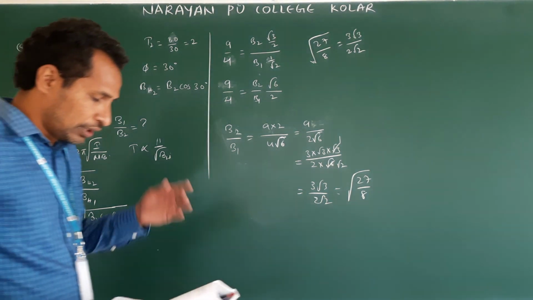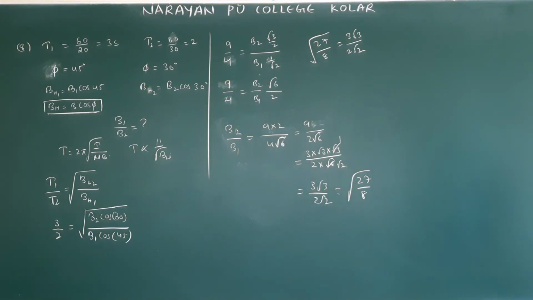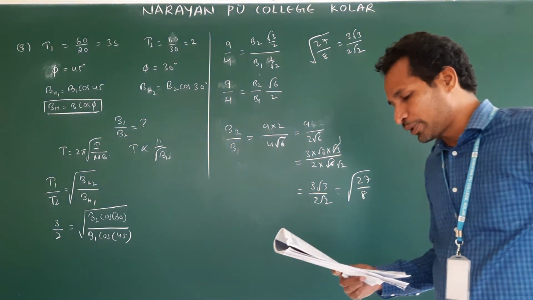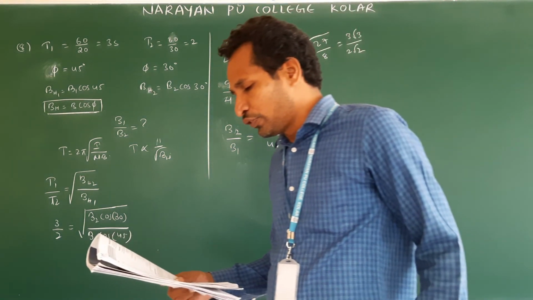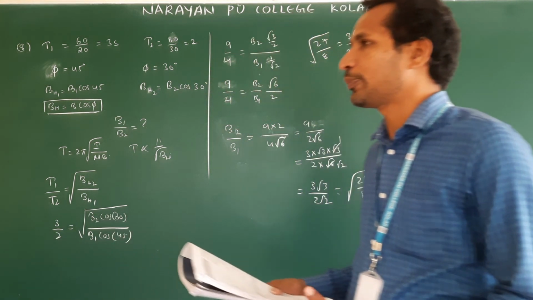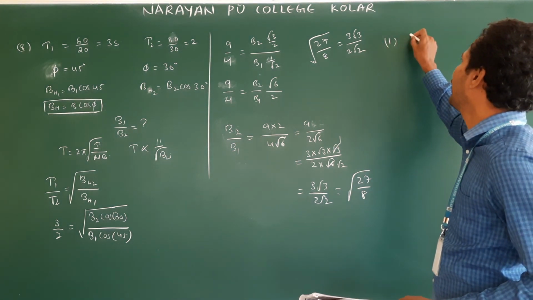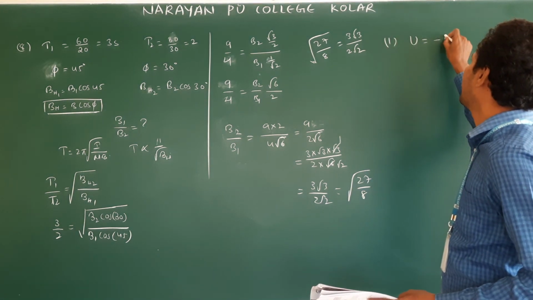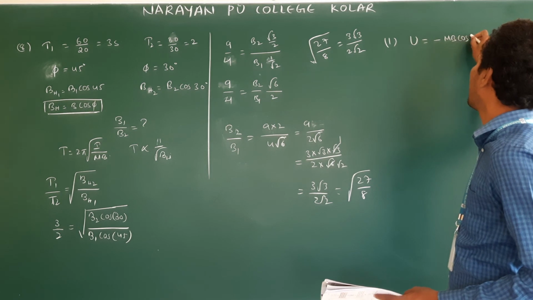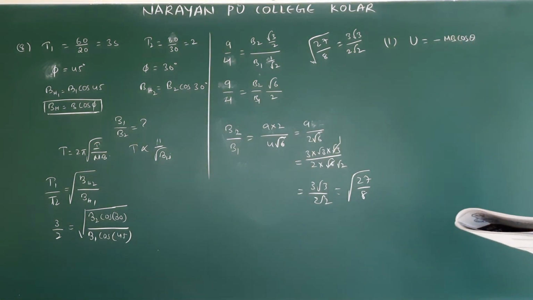Now come to test your knowledge. Question number 1 is direct. The work done in deflecting a small magnet of magnetic moment 10 ampere meter square through 180 degrees from a uniform magnetic field of strength 0.4 into 10 power minus 4 Tesla. So first question, how do you find U? U is equal to minus mB cos theta. Direct, so no problem. Next, the second one.